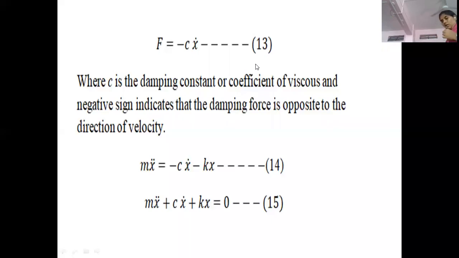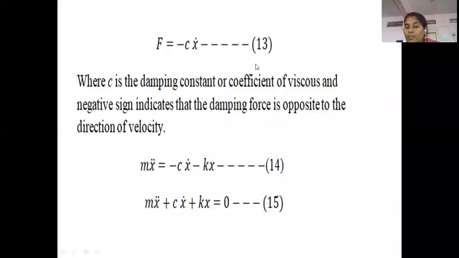Why is it indicated by a negative sign? Because the damping force is opposite to the direction of velocity, so it is indicated with a negative sign, and the term is F equal to minus Cx dot. In that, C is the damping coefficient and x dot is the velocity. So the total equation becomes mx double dot equal to minus Cx dot minus Kx, by the free body diagram.